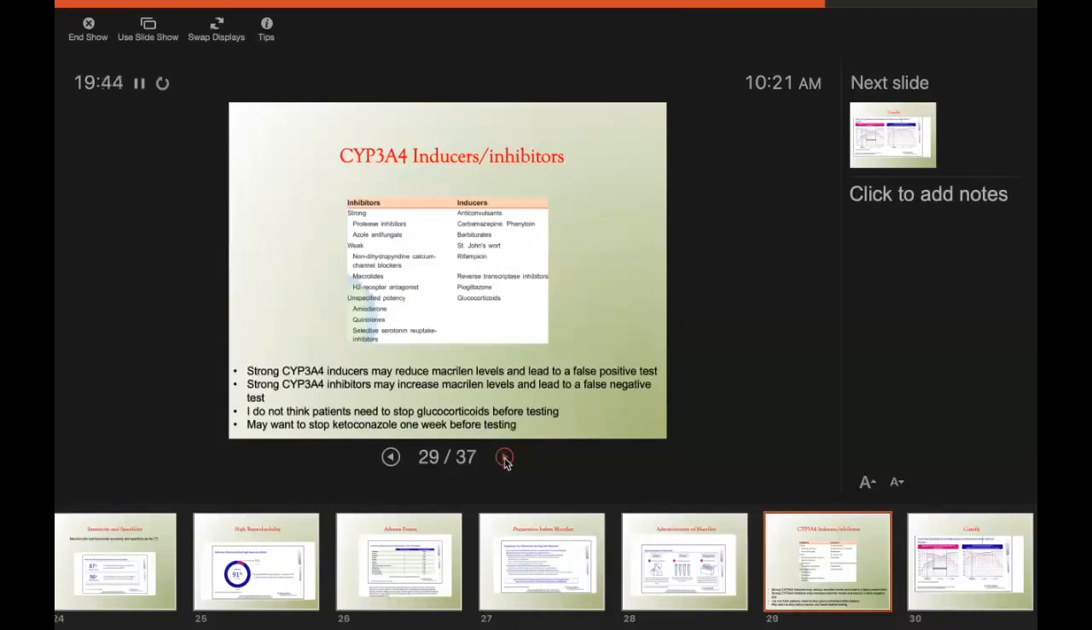Amiodarone, SSRIs, those are very common to use. So I don't think patients need to stop glucocorticoids before testing. I think if you're on a replacement dose, it's okay. You may want to stop ketoconazole. If you can't stop some of these drugs, probably a week before you do the test, just to make sure.